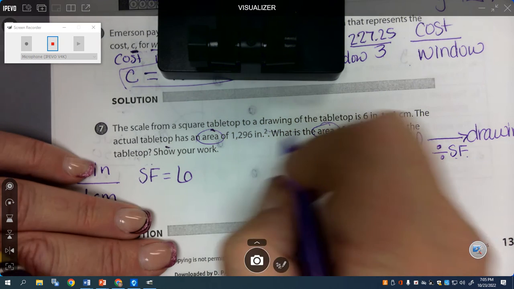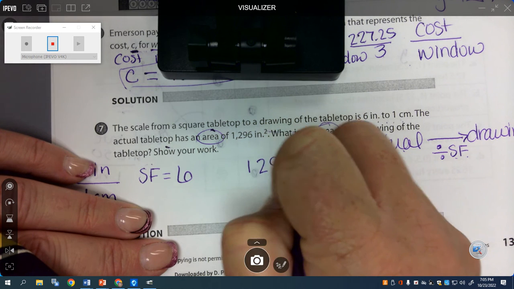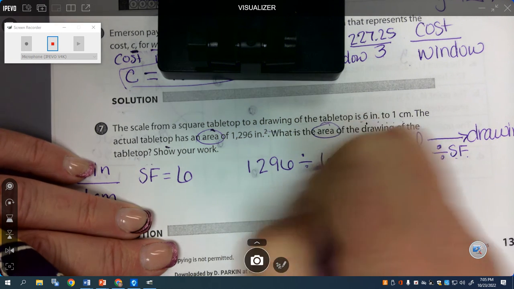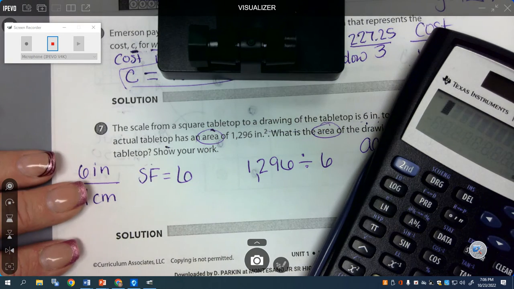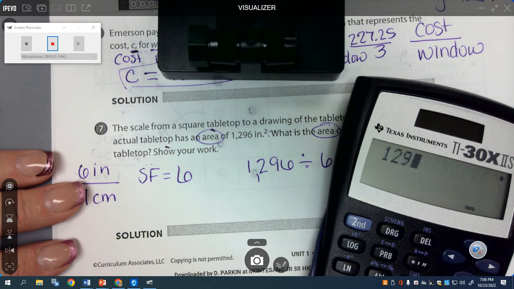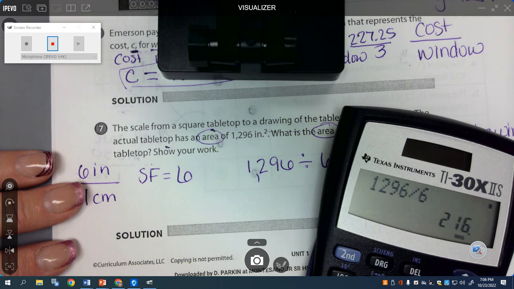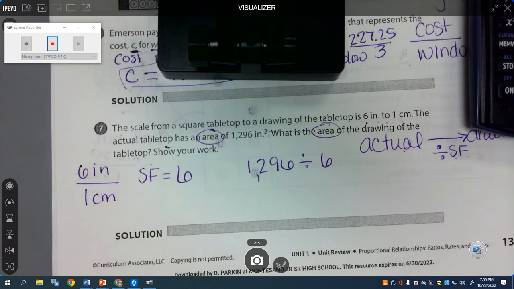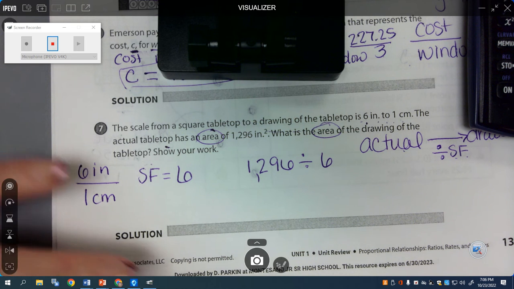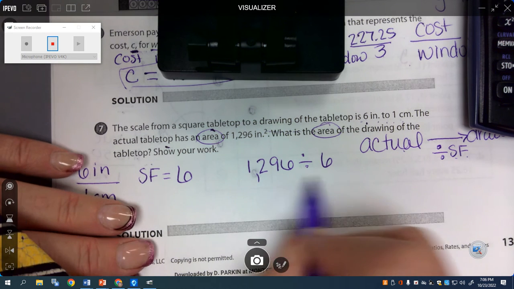So we're going to take 1,296 and divide by the scale factor, which is 6. So this comes out to be 216. So hold on, we're not done yet. Okay, so now we have this, right?